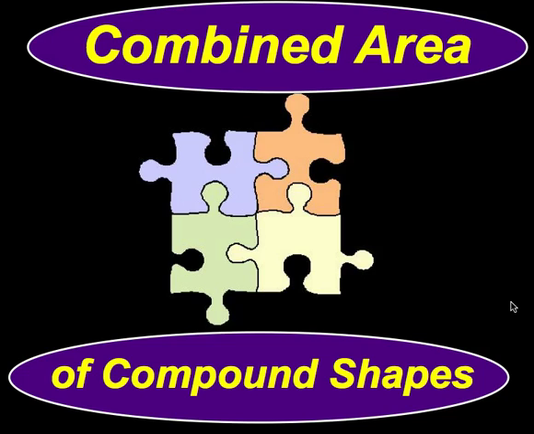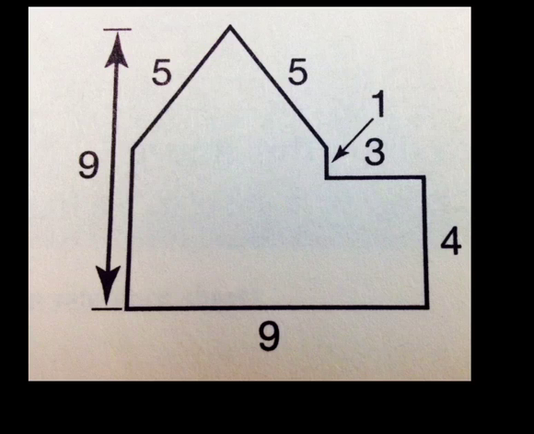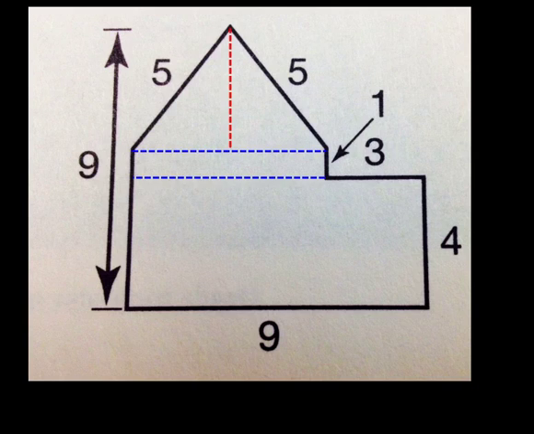Now compound shapes are shapes that you don't necessarily know or have the name of. They're basically a bunch of shapes put together, and they take away the inside edges of these shapes so it looks like it's just one giant shape. Your job is to take this and break it down into pieces. Your goal is to break it down into as few pieces as possible. The fewer pieces you break them down, the easier your math.